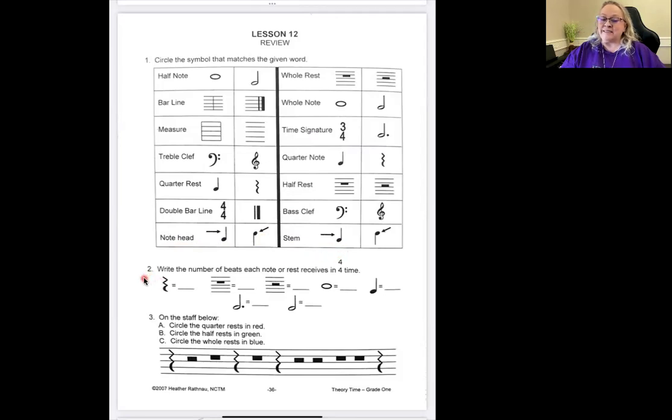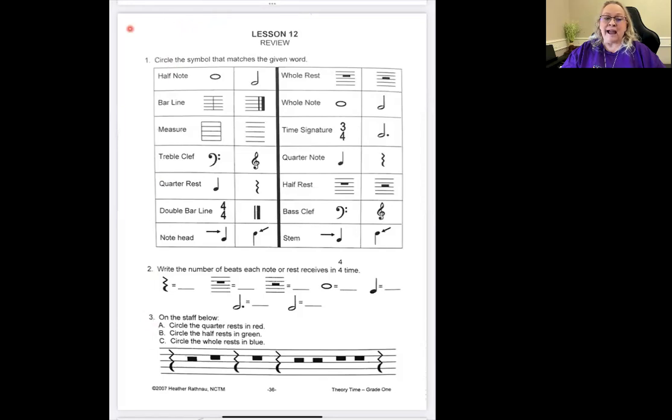Number 2, you're going to write the number of beats that each note or rest receives in 4/4 time. Then number 3, on the staff below, you're going to do 3 different things. You're going to circle the quarter rests. It says in red. Then you're going to circle the half rests in green. And you're going to circle the whole rests in blue.